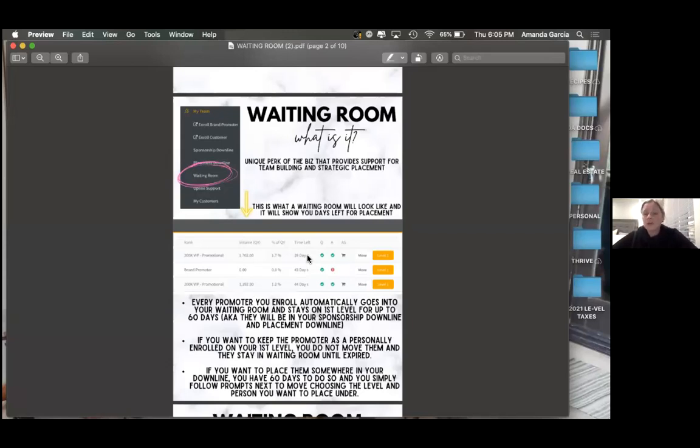When someone joins you, they go into your waiting room, and you have 60 days to move them anywhere in your organization. You can keep them in your first level, or you can move them 10 levels deep. It's wherever you want to place them. But when you do that placement, it's permanent. So make sure that you know what you're doing.